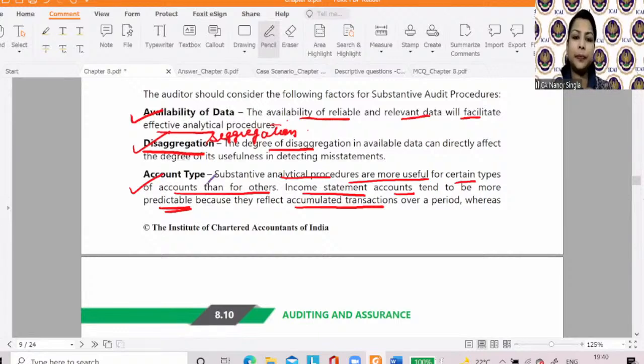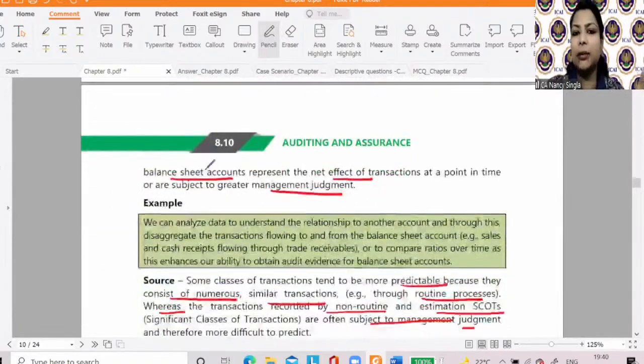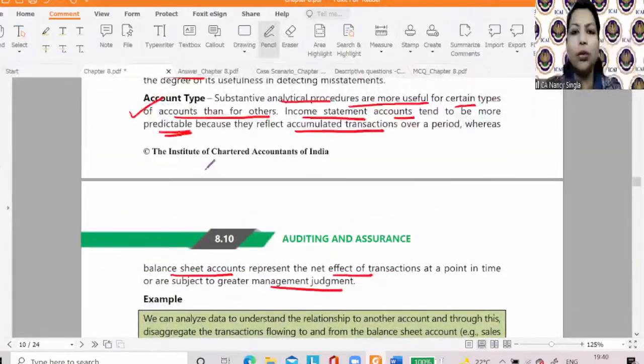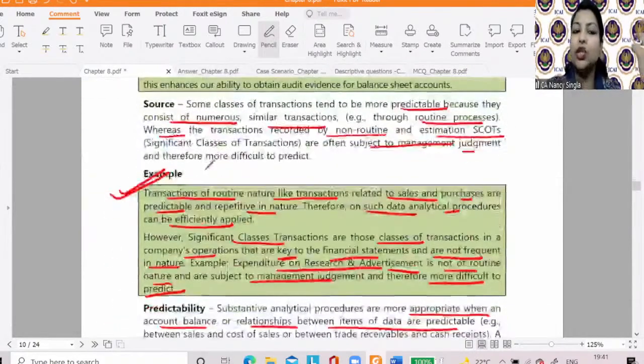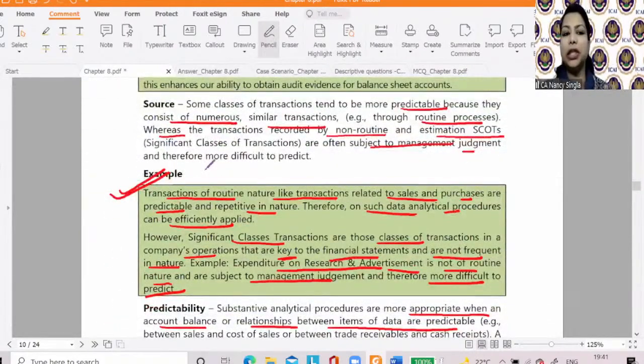Account type, for example certain account types are predictable, and balance sheet items are not predictable. I gave you the example of a building: you won't say that last time it was this much, this time it should be this much, but yes, for purchases you can always say. Source is what? There are certain predictable transactions which are large in number, numerous, similar, routine in nature, purchases and sales. However, there are certain significant class of transactions. Significant is this significant class of transactions which are what?